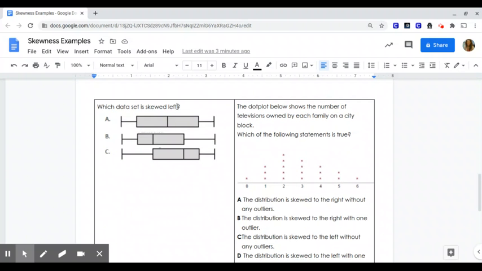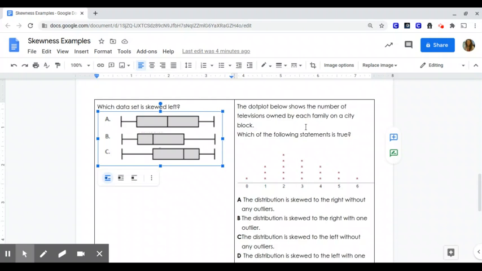So which data is skewed left? We want to look for which data has most of it on the right, but the smaller portion is on the left. So option A seems to be pretty symmetrical. Option B seems to have most of the data on the left side, but then we have a few points over here on the right, so it is skewed right. Option C has most of your data here towards the center of the right side, and then it is skewed left because we just have a few points over here to the left. So this one is going to be answer choice C.